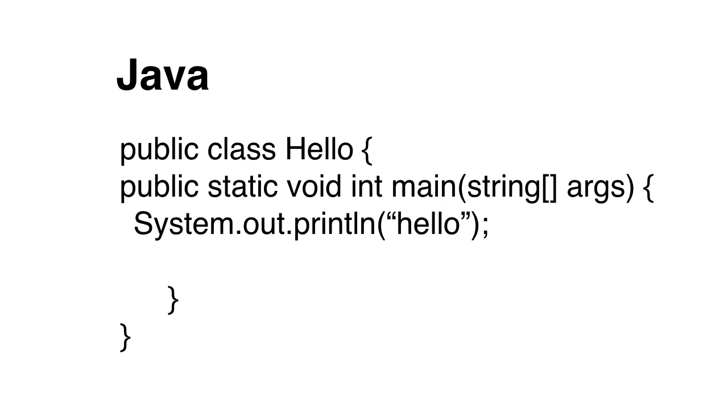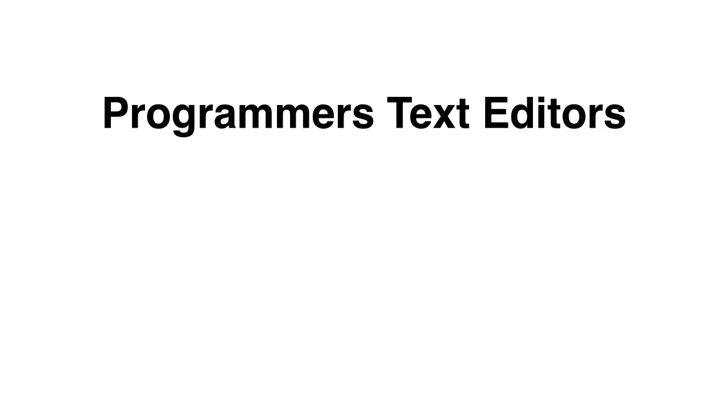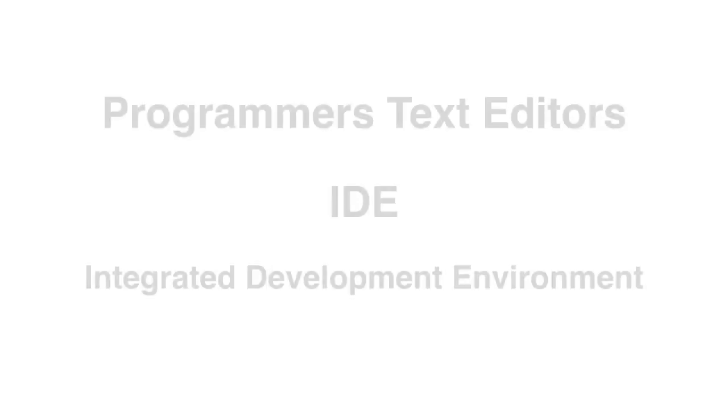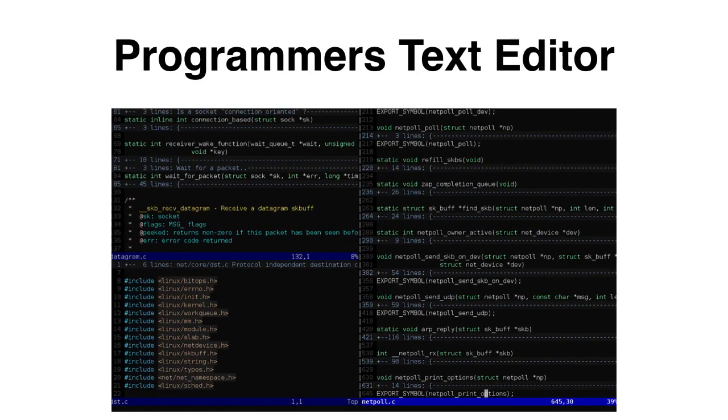Now, we have tools as programmers to make things easier for us. We have something called programmers' text editors and IDEs, integrated development environments. Programmers' text editors look like this. It's a program that highlights the text, for example specific functions. It will give us an advanced replacement feature. It will do a whole bunch of things for us. It will make it a lot easier to program.